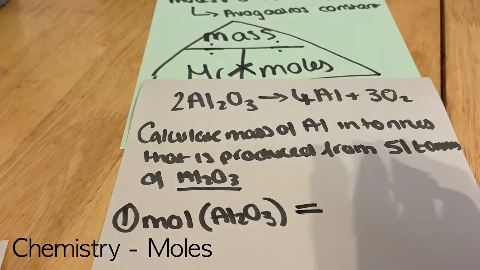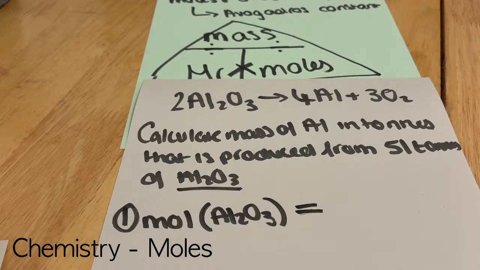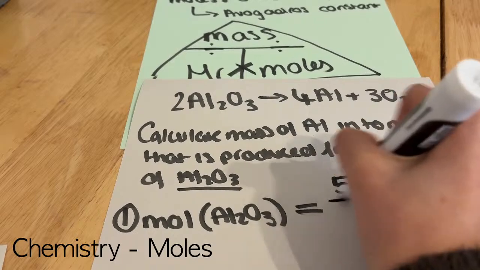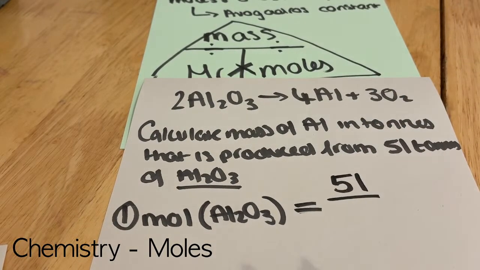We've been given in the question that we've got 51 tonnes. Sometimes when the question states the mass is not in the normal grams or kilograms, students can get a bit confused, as if they need to convert it into kilograms or grams. Just make sure to stay in the units that are given in the question. So here we've got 51 tonnes, just keep it in tonnes. So I'm going to use the mass, 51, over the Mr of aluminium oxide.